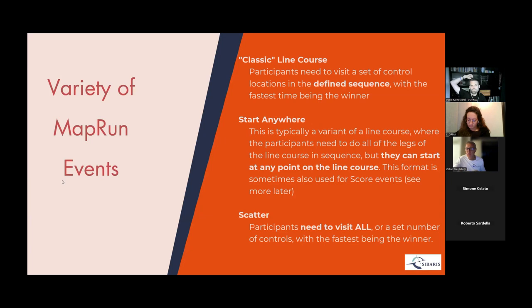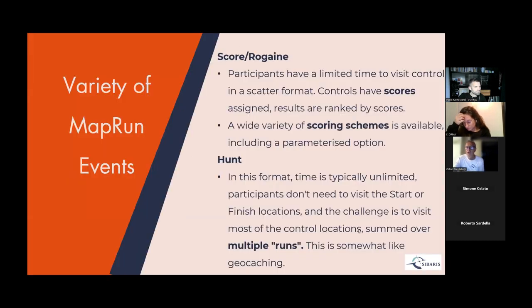Scatter is when you try to collect as many controls as possible from the terrain, a kind of collection of control points, but the fastest, time-based, will be the winner. We can have different scores at the controls. So there can be score number one for some controls, score number five for the farthest controls, or heavy ones, or difficult ones, or demanding ones. And there can be some combinations of the scoring schemes behind this score system.